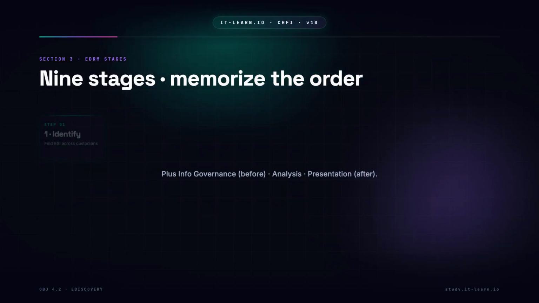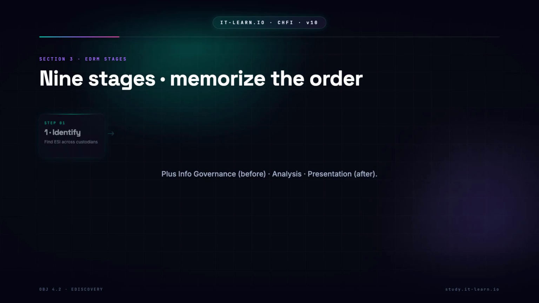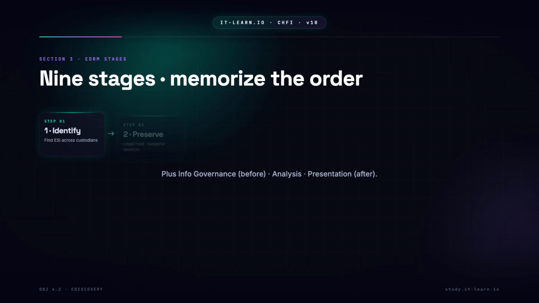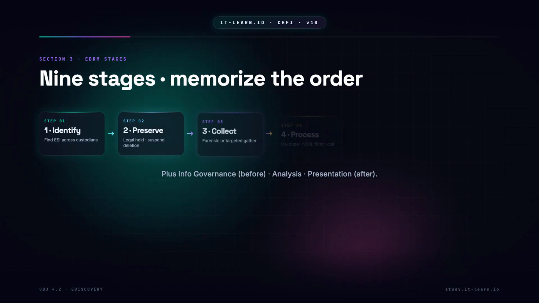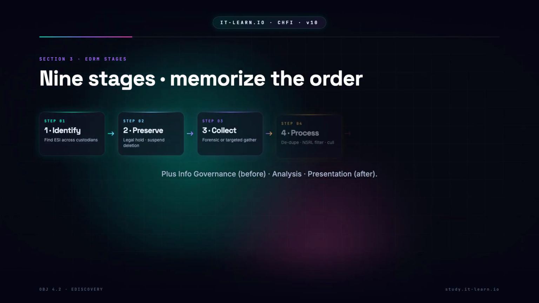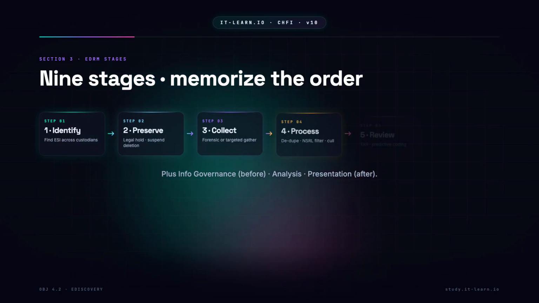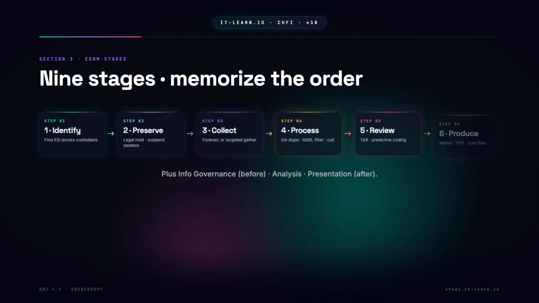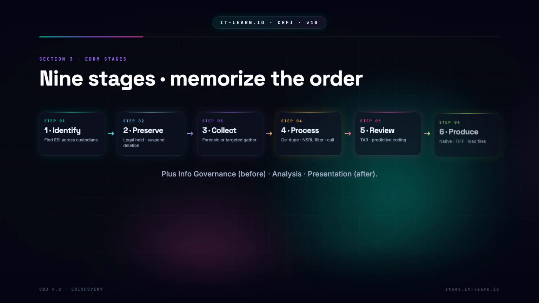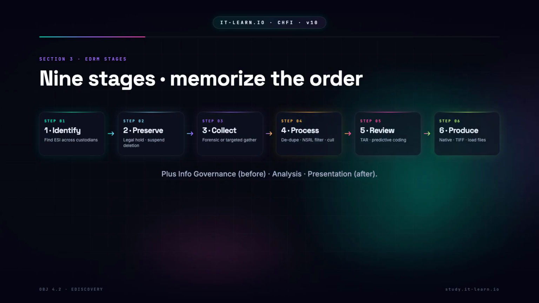EDRM, Electronic Discovery Reference Model. 9 stages in order. Information governance: manage data through its life cycle, reduce eDiscovery burden. Identification: locate potentially relevant ESI across all custodians and systems. Preservation: protect identified ESI from alteration. Legal holds. Collection: gather ESI from identified sources. Chain of custody throughout. Processing: reduce volume, extract text and metadata, deduplicate. Review: human or assisted review for relevance and privilege.